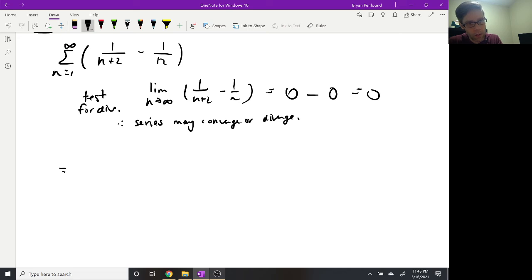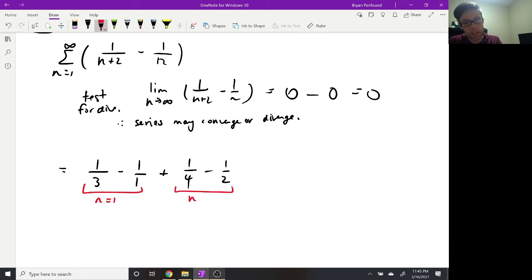So for n is equal to 1, we get 1 over 1 plus 2, which is a third, and we get 1 over 1. So this is the term that we get for n is equal to 1. And let's keep going. Let's next try n is equal to 2. That would give us 1/4 minus 1/2. So these are the two terms we would get for n is equal to 2. And maybe I'll do a couple more. So let's do n equals 3, which would be 1/5 minus a third. And I'm hoping that after we do one more, you can start to see what's going to happen here.